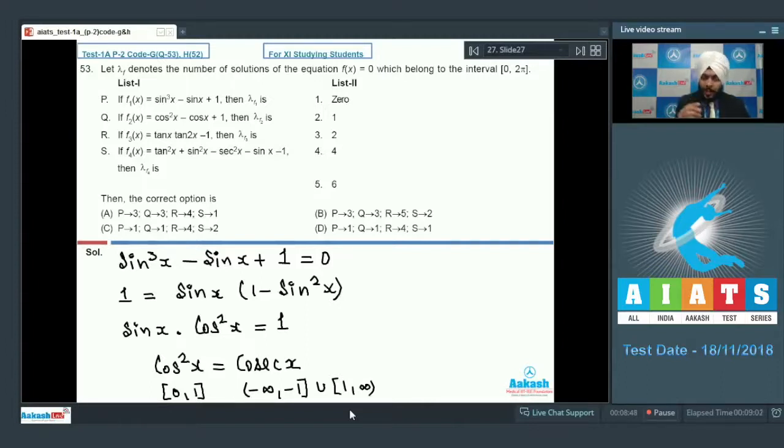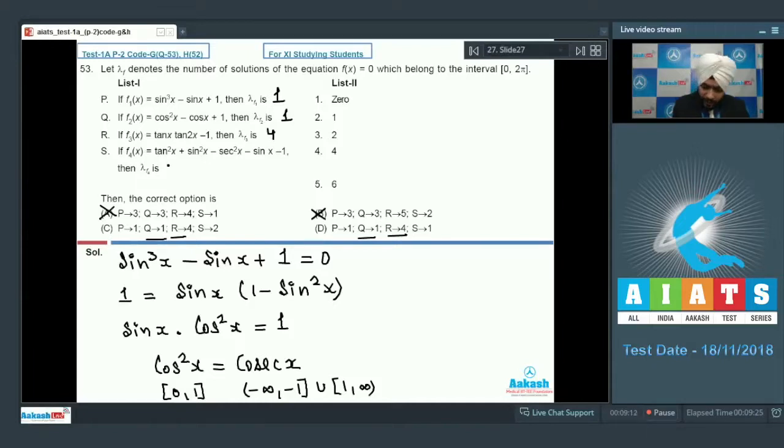No solution means p matches to 1. So if p matches to 1, this option is rejected, this option is rejected. We don't need to solve q. Q also has to match to 1 only. Again, no need to solve r. R matches to 4. We have to solve s now.